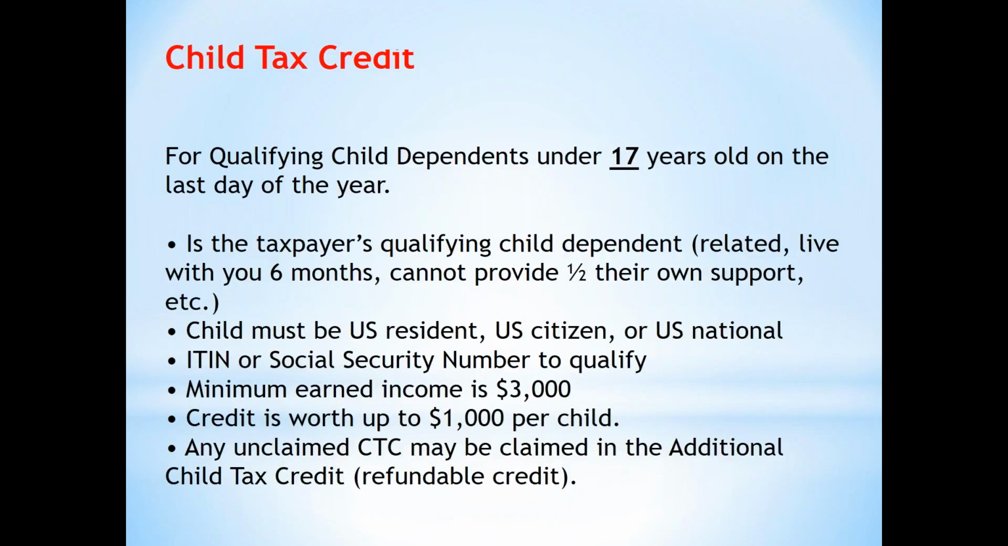But anyway, the taxpayer must have a qualifying dependent. So the child has to have lived with the person for at least six months, and the child could not have provided half of their own support. So the taxpayer has to have provided more than half the support for the household. The child must be a U.S. resident and must have a Social Security number or ITIN. There also have to be some earning stipulations in this circumstance. So the household must have at least $3,000 of earned income, and the credit can be worth up to $1,000 per child.